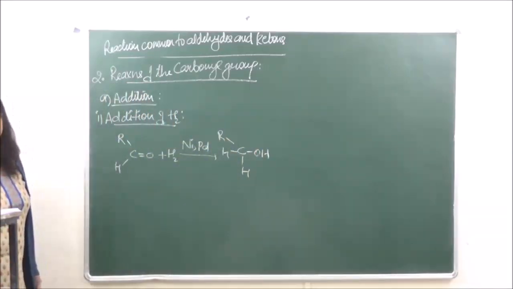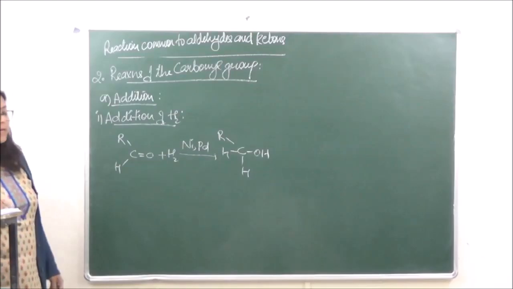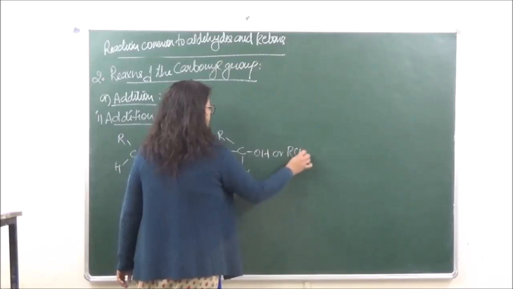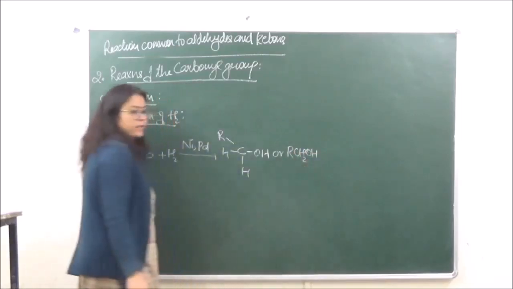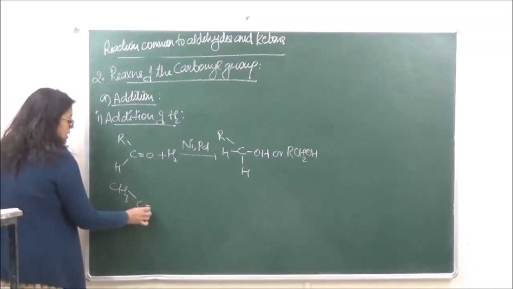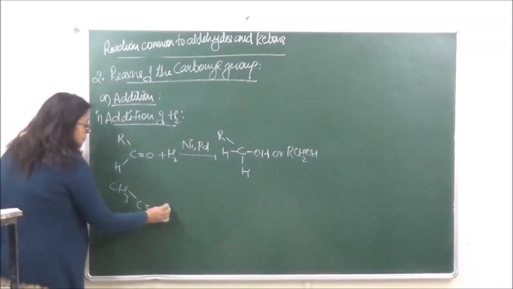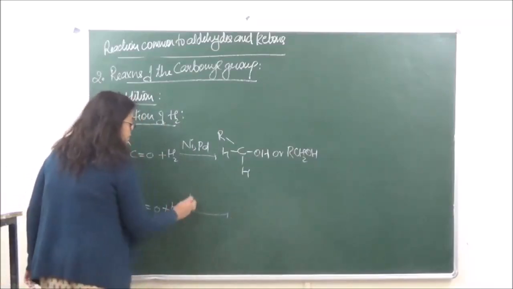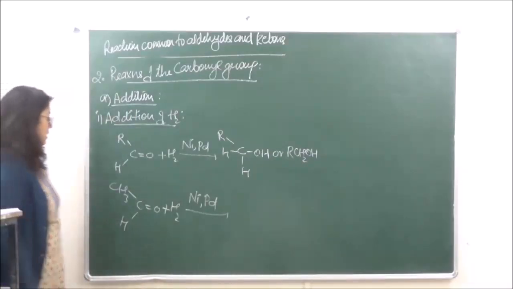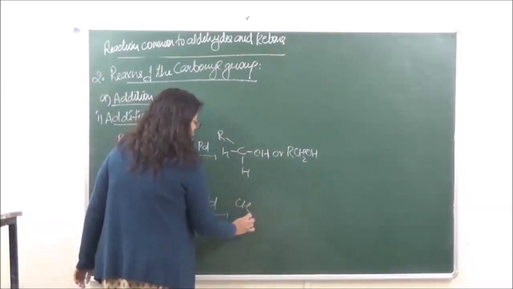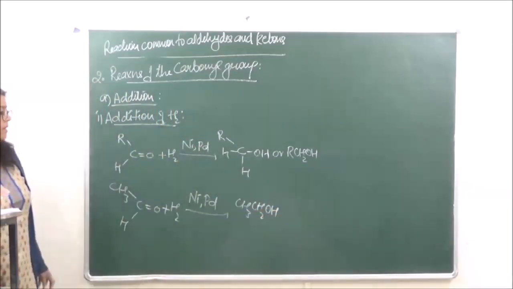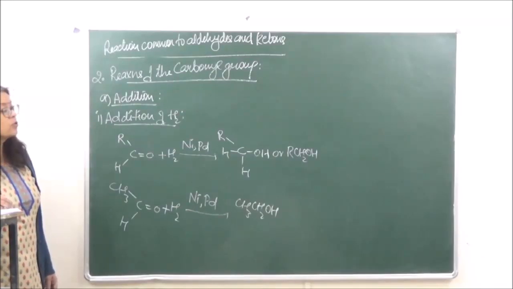the production of primary alcohol. Okay? Or this may also be written as RCH2OH. Let's take an example. We are taking CH3, C double bond O, H plus hydrogen in presence of nickel or palladium. This is going to give us CH3CH2OH. So a 1 degree or primary alcohol is going to be produced.